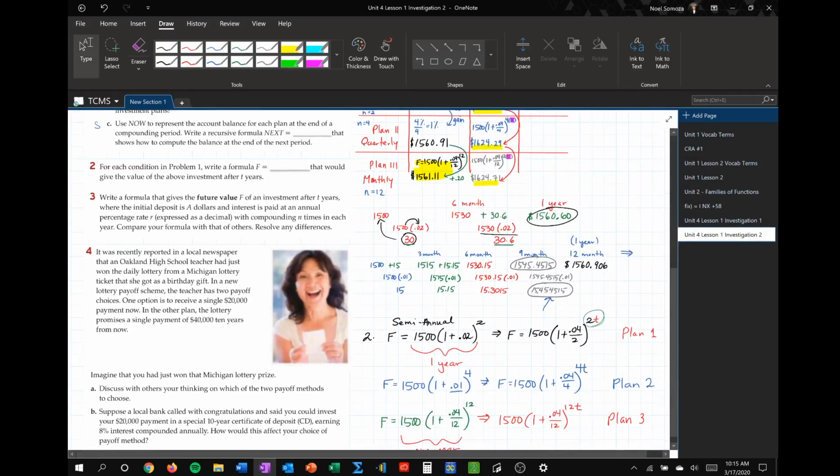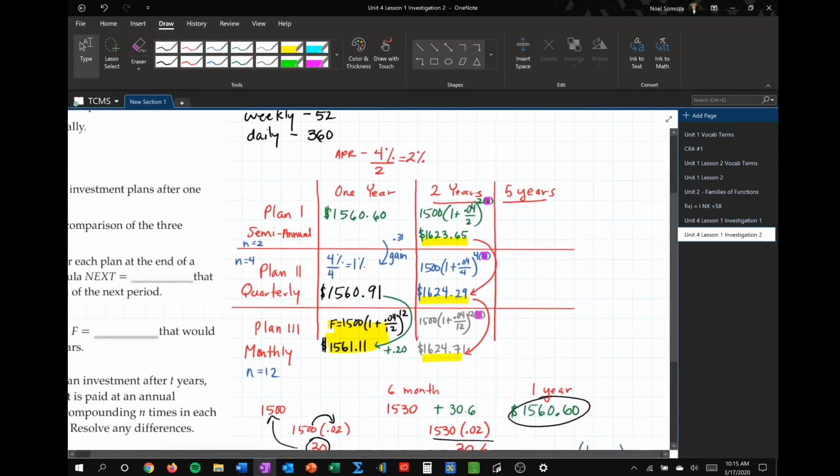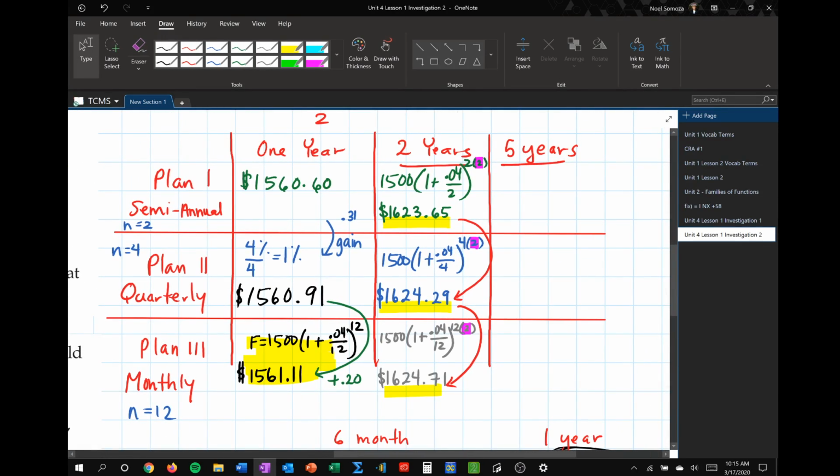And once we have these formulas, this unit is like a piece of cake. It's just like plug it in, okay?